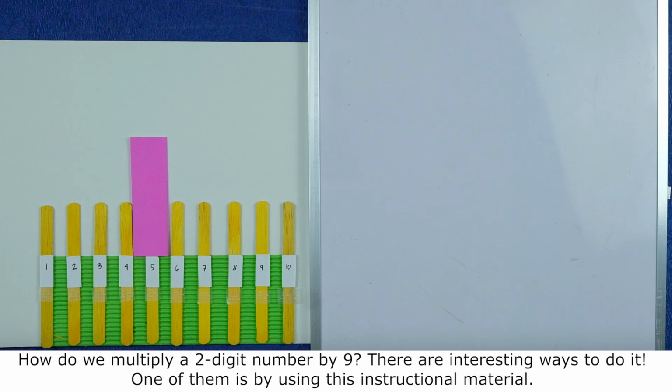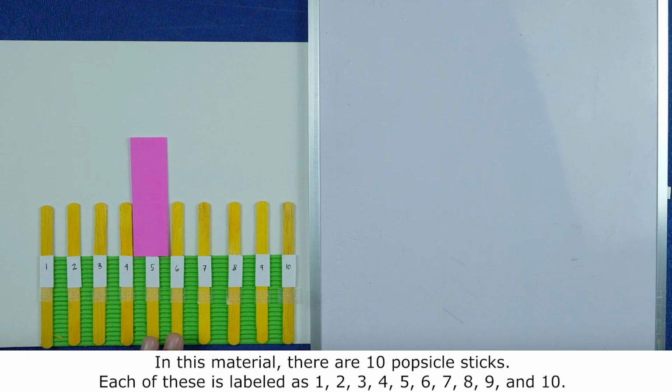Good day to all. How do you multiply a two-digit number by 9? There are interesting ways to do it. One of them is by using this instructional material. In this material, there are 10 popsicle sticks. Each of these sticks is labeled as 1, 2, 3, 4, 5, 6, 7, 8, 9, and 10.